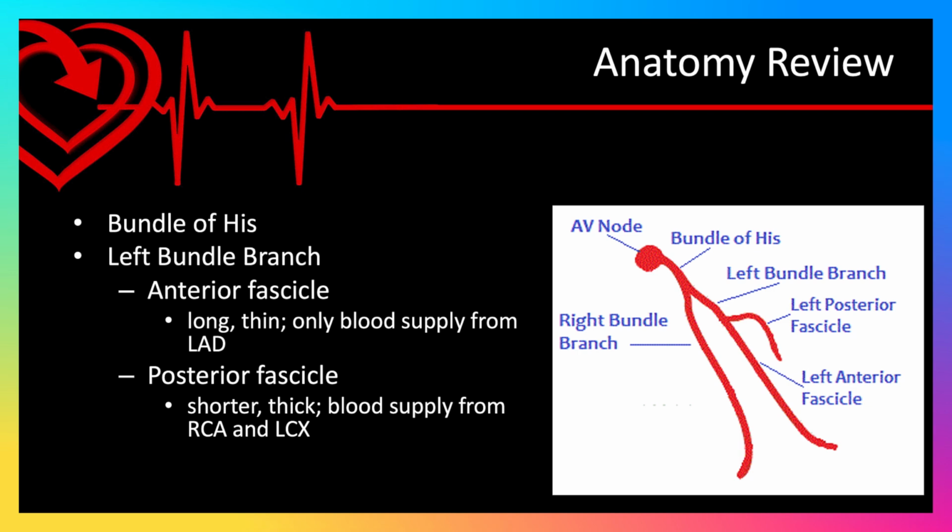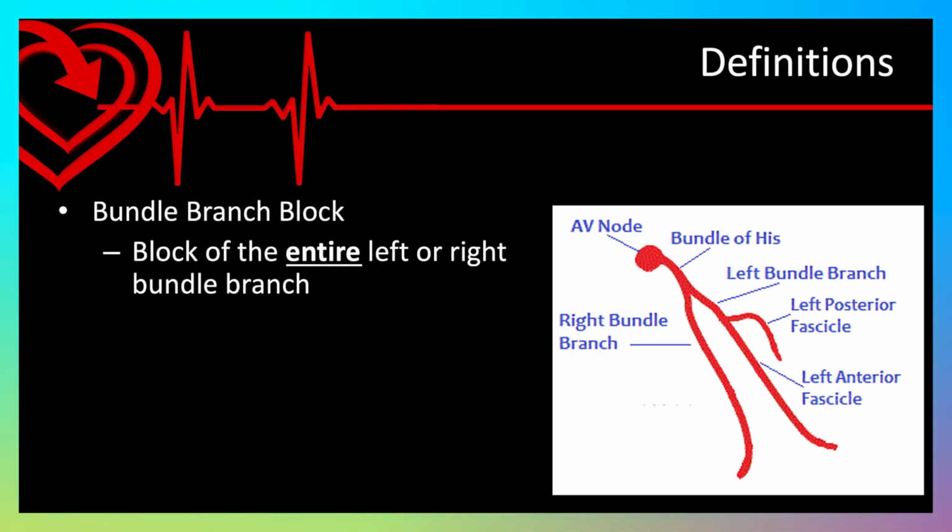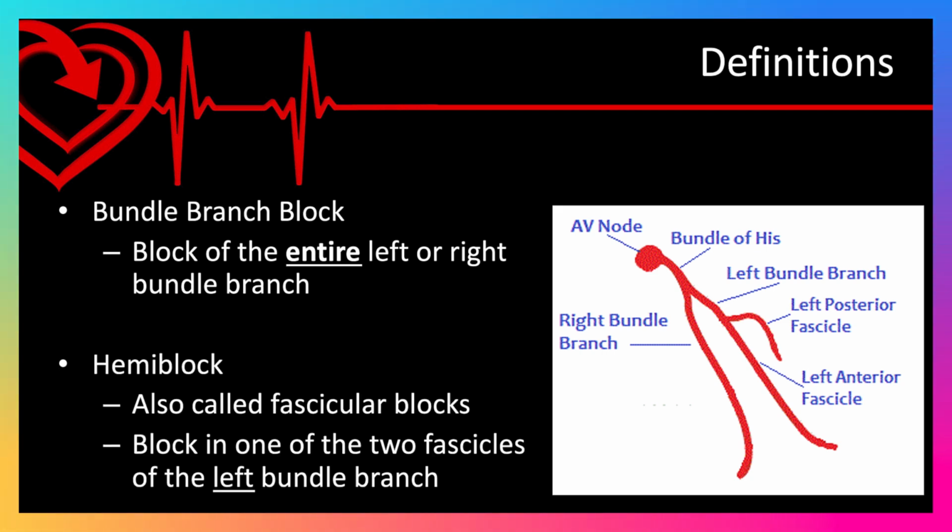The blood supplied to the posterior fascicle is supplied by the left circumflex and also the right coronary artery. Good to keep that in mind when we look at different bundle branches or different hemiblocks, which I'll talk about in a minute, that may be affecting just part of that left bundle branch. And then the right bundle branch is just a single structure that branches into much smaller but not specifically identified structures. When we talk about a bundle branch block, that label means that we're describing something that blocks the entire left bundle or the entire right bundle branch.